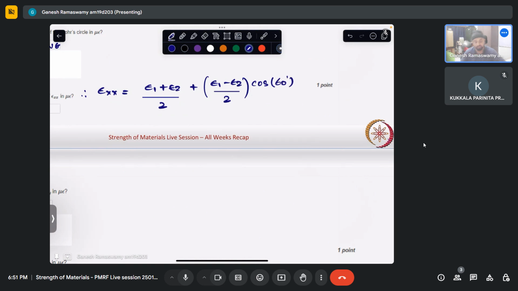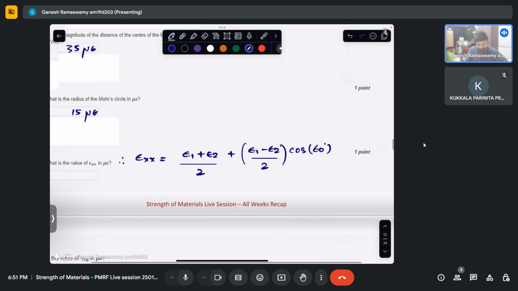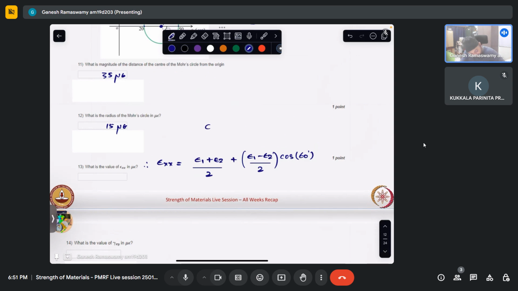So what will this come out to be? Where epsilon 1 is 50 microstrain, epsilon 2 is 20 microstrain. Therefore, epsilon xx comes out to be (50 plus 20)/2 plus (50 minus 20)/2 into cos 60, which is 42.5.